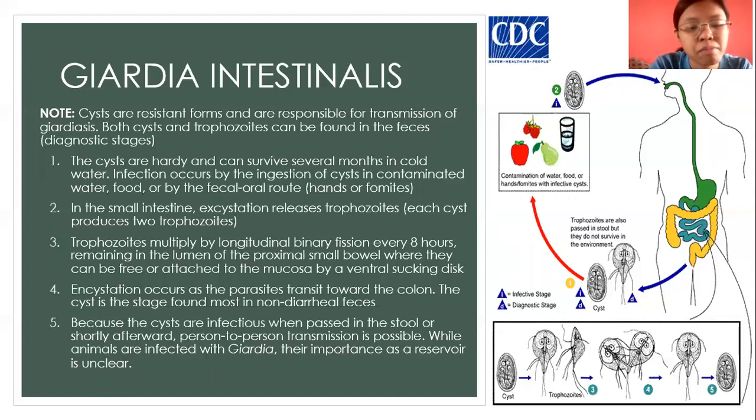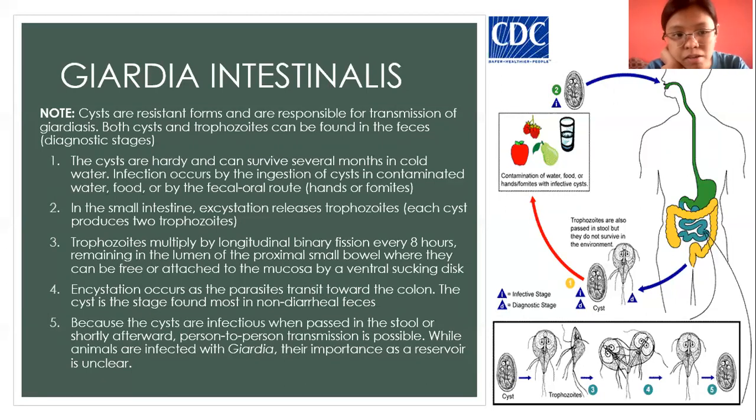So, the trophozoites multiply by longitudinal binary fission every 8 hours, remaining in the lumen for the proximal small bowel where they can be free or attached to the mucosa by a ventral sucking disc. Then, tapos na tayo sa excystation, so magkakaroon naman tayo ng encystation. So, during encystation, the parasite transmit toward the colon. The cyst stage is found most in non-diarrheal feces. So, because the cysts are infectious when passed in the stool, person-to-person transmission is possible. While animals that are infected with Giardia, usually they become reservoir hosts, pero still unclear pa rin.